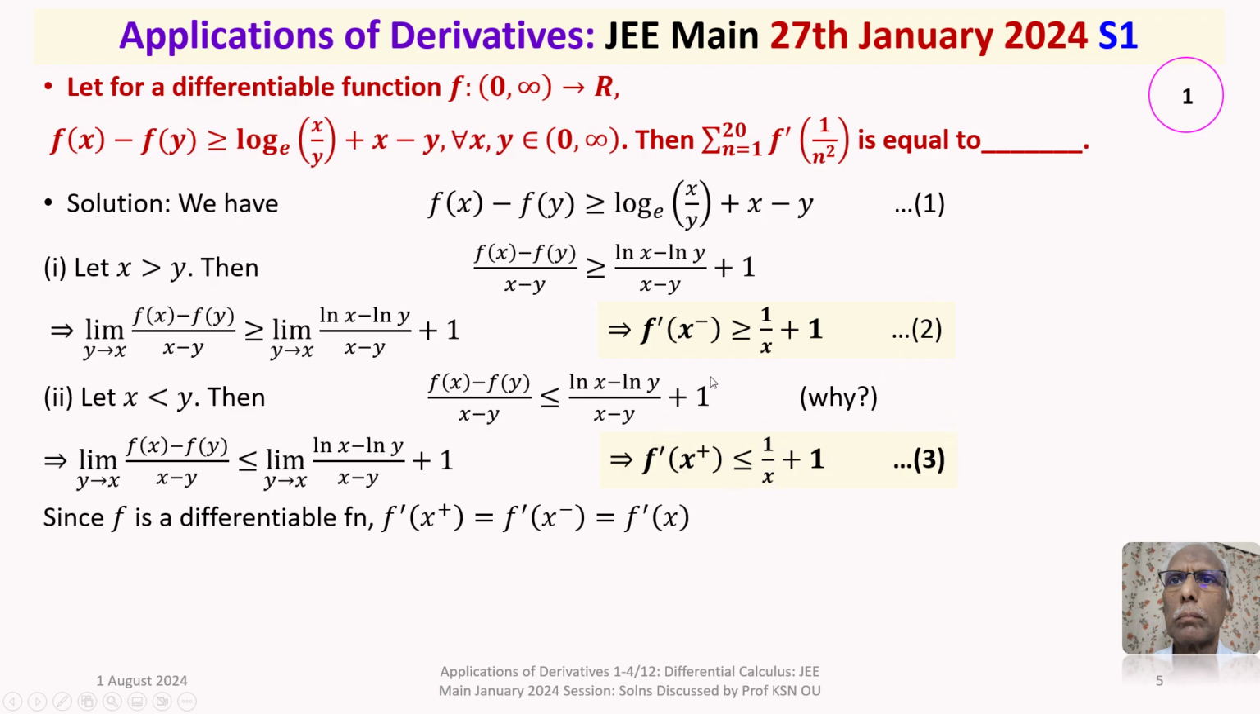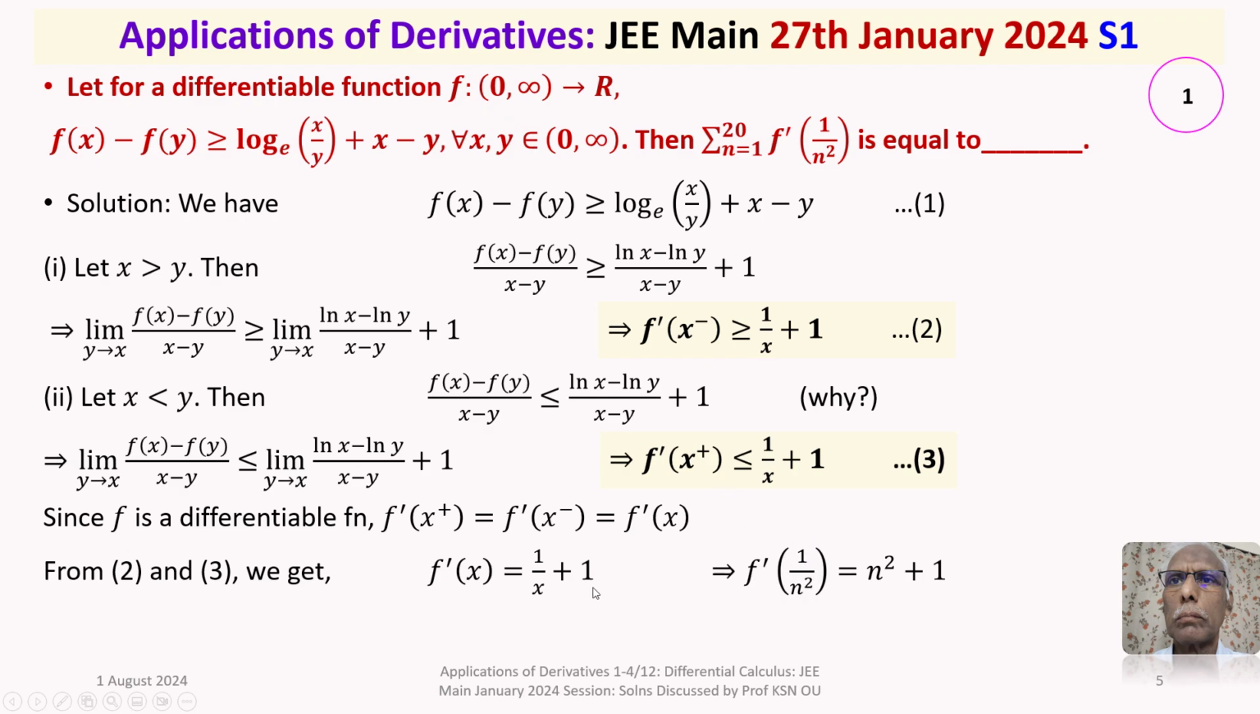2 and 3 put together will be f prime x is equal to 1 by x plus 1. So then suppose you substitute f prime of 1 by n square. As n is a positive integer, 1 by n square will be less than 1, greater than 0, and f prime of 1 by n square will be 1 by n square, that is n square plus 1.